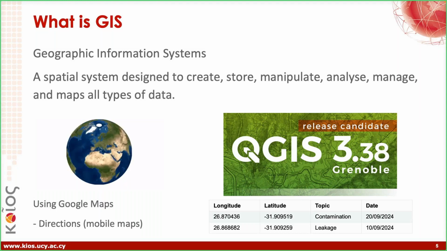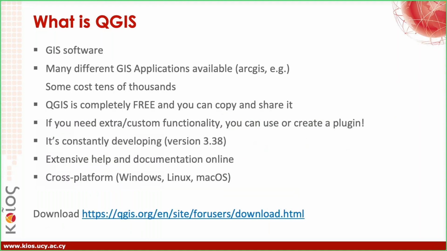like the GIS. And we select QGIS because, among the many different GIS applications available, like ArcGIS, MapInfo, and so on, some cost tens of thousands, but QGIS is completely free. And like SU2, if you need extra functionality, you can use or create a plugin. It's constantly developing, has extensive help and documentation online, and is cross-platform: Windows, Linux, MacOS.